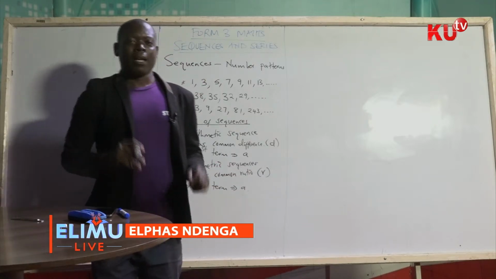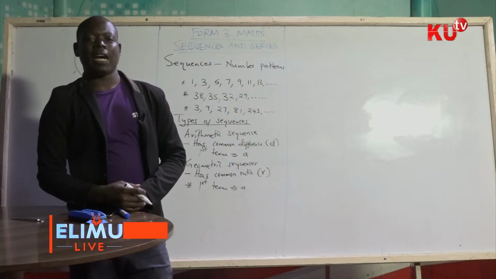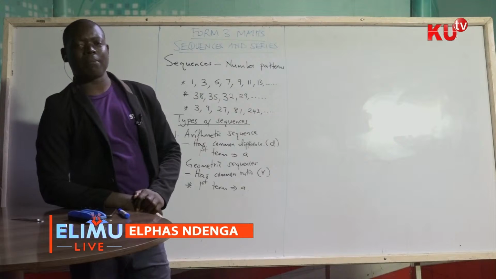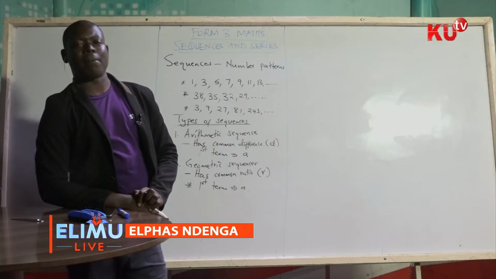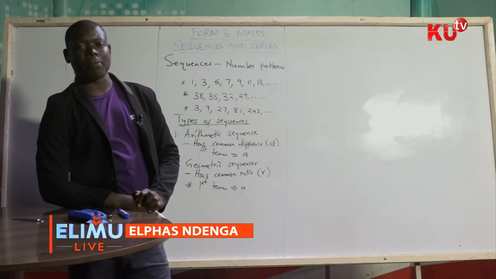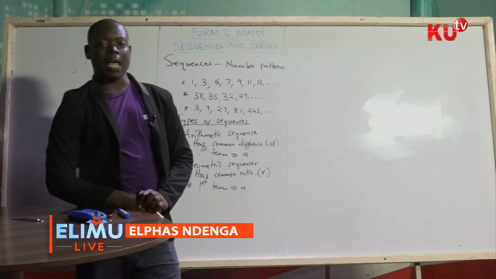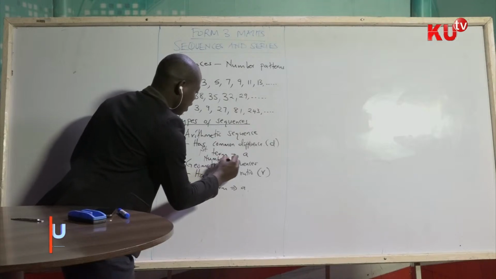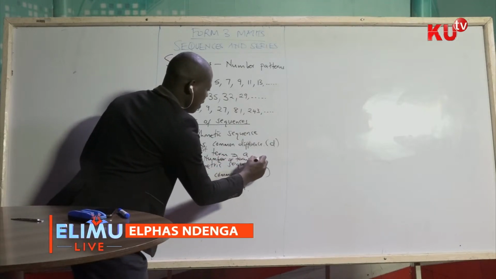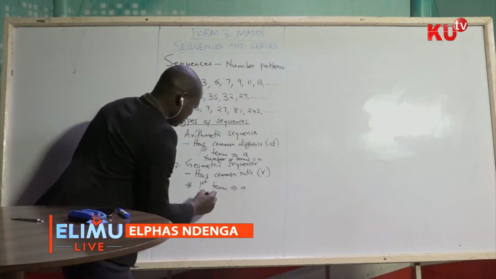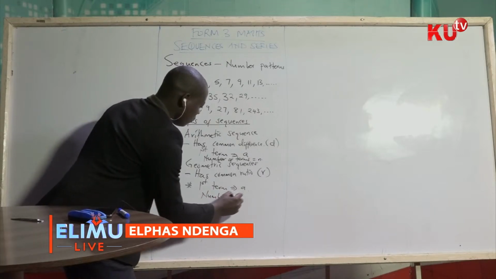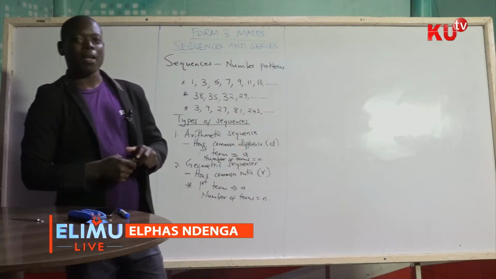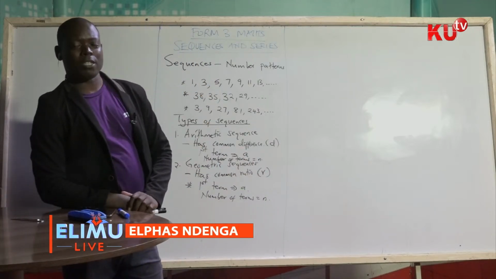What if we are discussing an infinite number of terms, maybe defined by a particular order based on the question? Then we use the letter N. So we'll say the number of terms is represented by N. Very good, students. These are the two types of sequences.